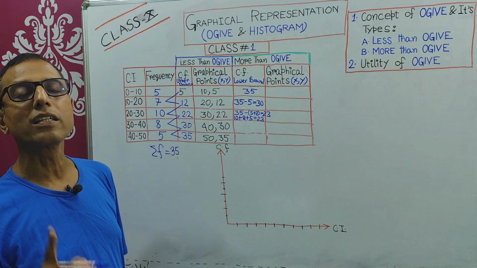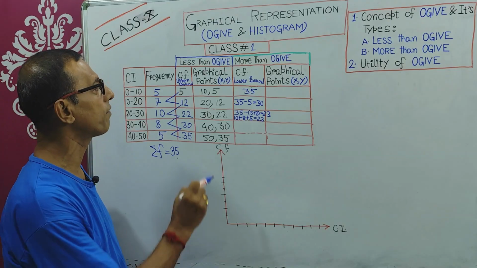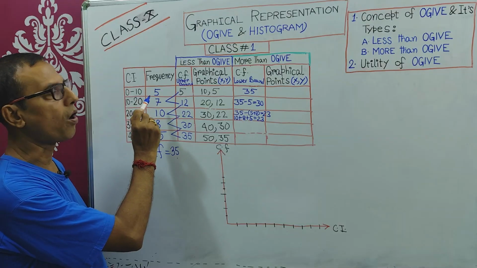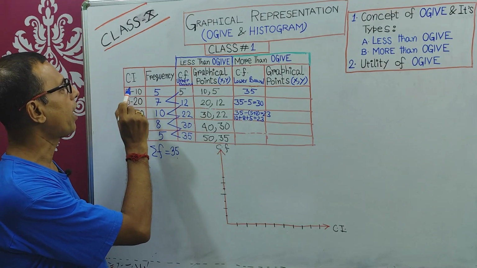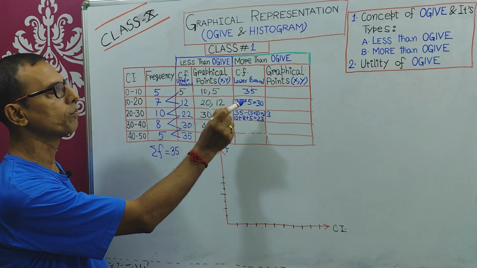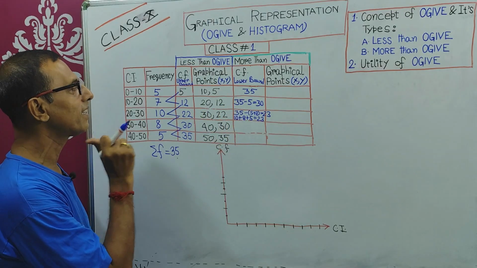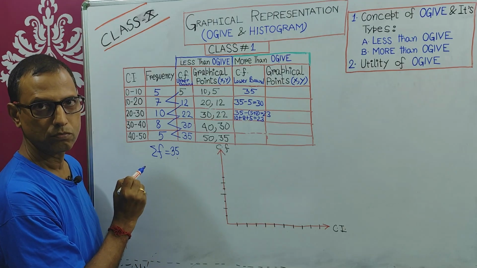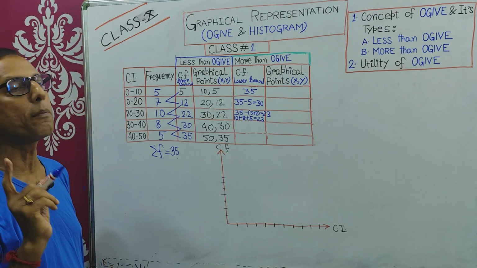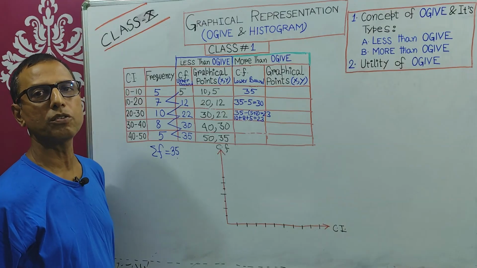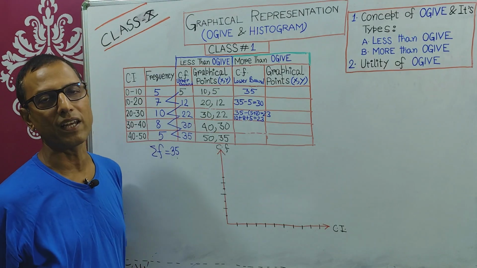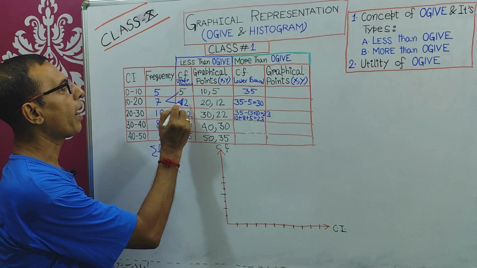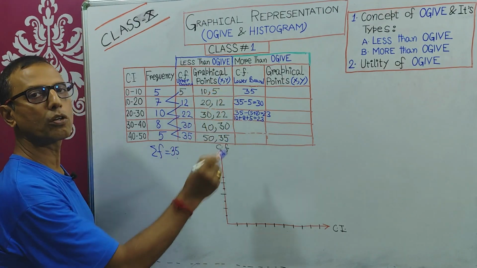So that's the concept, that's the understanding you should have why we are considering upper bound for less than ogive and why we are considering lower bound for more than ogive. And why the cumulative frequency, these two have two different values. This is the most important concept for less than ogive and more than ogive. Rest are very simple. Right? So hope you understand why it is called less than ogive, why it is called more than ogive.